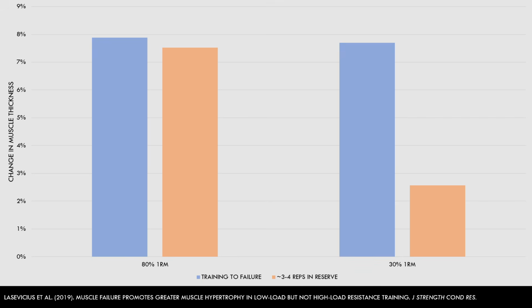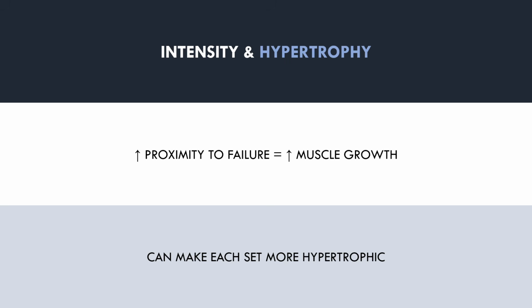However, with 30% 1RM, training to failure had a much more significant impact on muscle growth, and leaving a few reps in reserve resulted in significantly less muscle growth. So it is quite clear that training to failure, or at least very close to failure, will likely result in superior muscle growth per set, especially with lighter loads. This can make our training more efficient by providing a greater stimulus per set. So like volume, intensity does certainly seem to have a significant impact on muscle growth too.